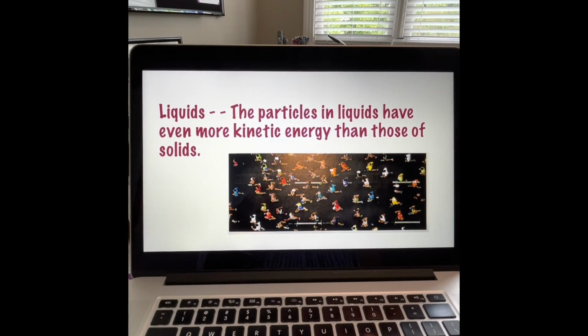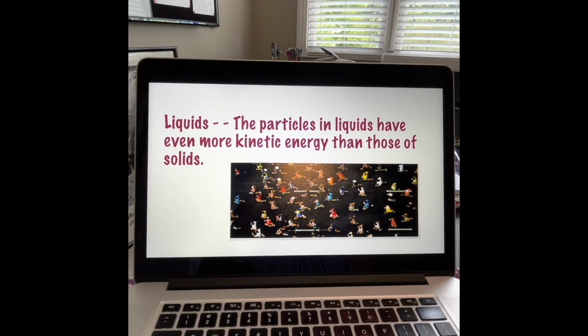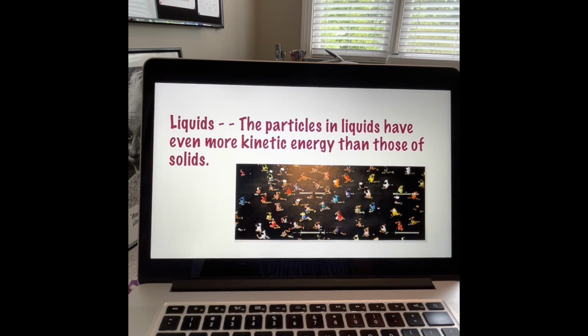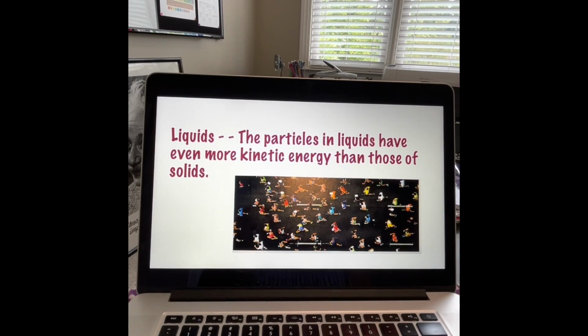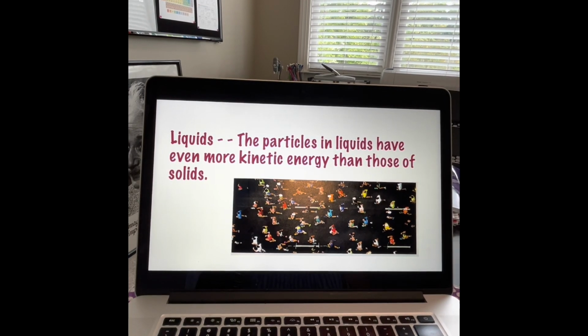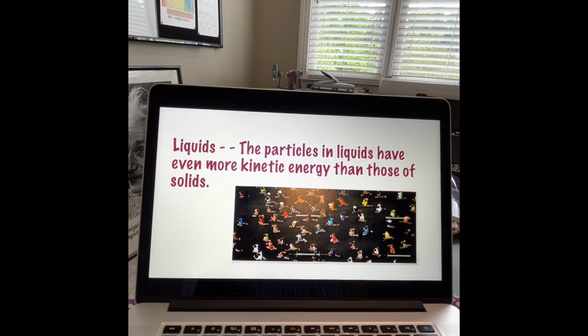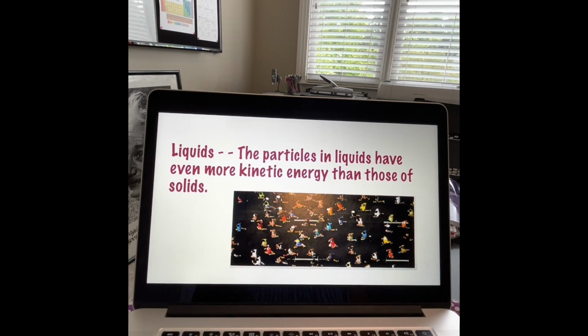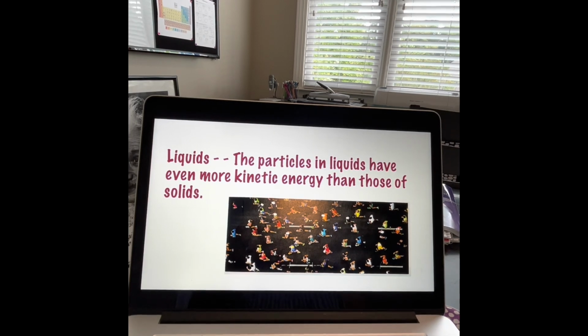All right, moving on from solids, we have liquids. The particles in liquids have even more kinetic energy than those of solids. The particles in liquids are not as closely packed together as the particles of solids. Unlike solids, where the attractions between molecules is very strong, the attraction between liquid particles is weaker and does not prevent the movement of particles.